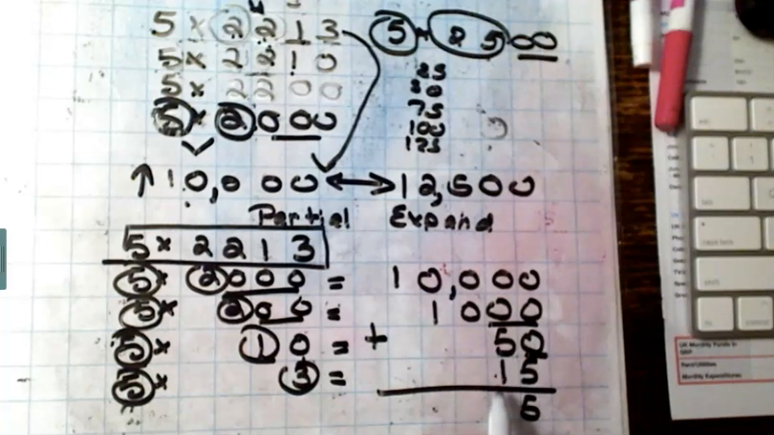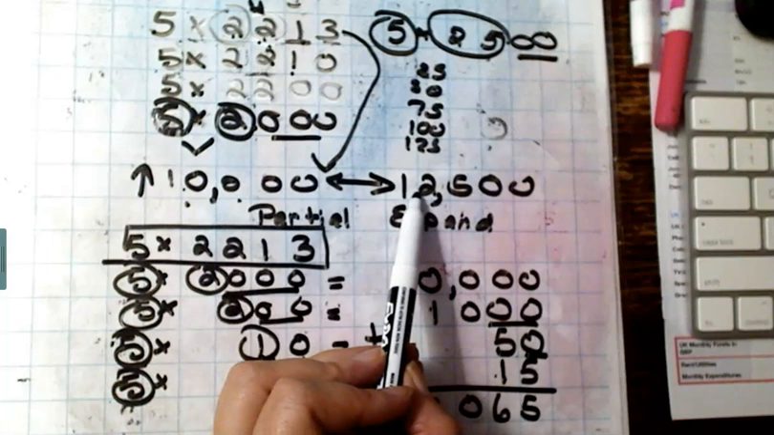0 add 0 add 5 add 1 is 6. 0 add 0 is 0. 0 add 1 is 1 and 1. So is my answer 11,065 between 10,000 and 12,500?